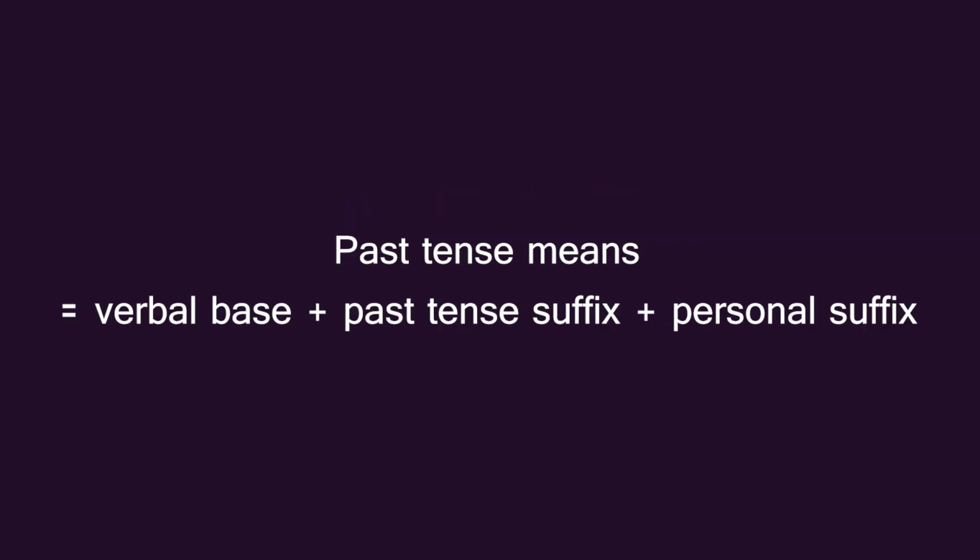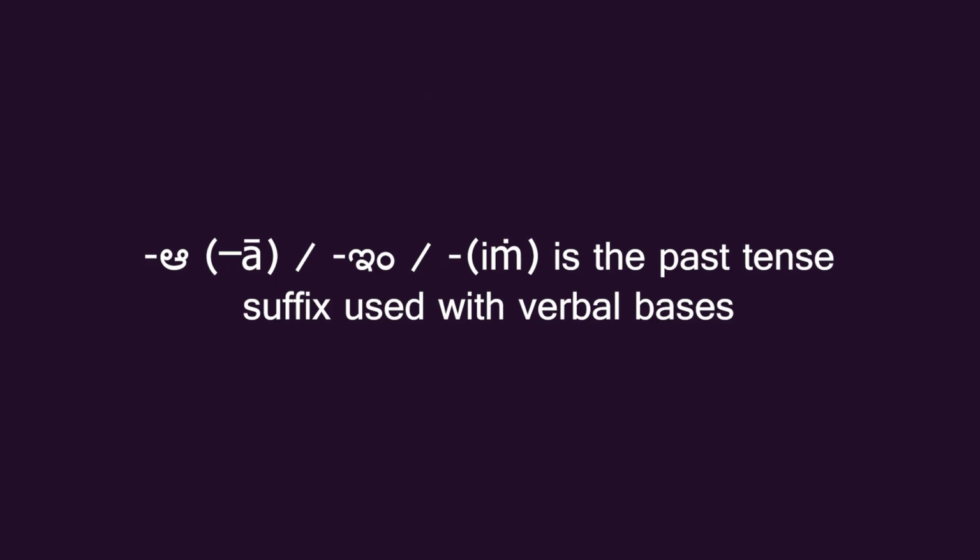The past tense means verbal base plus past tense suffix plus personal suffix. The same personal suffixes are used in the affirmative forms of the existential verb. A, im is the past tense suffix used with verbal bases.